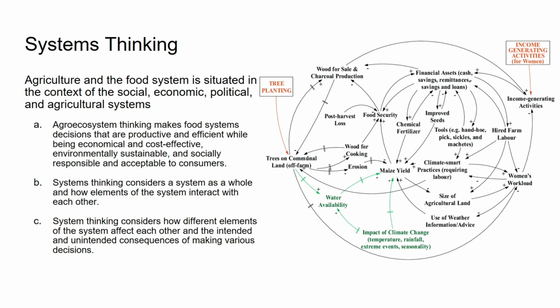Systems thinking considers the system as a whole and how these different elements interact with each other. This diagram on the right-hand side shows a variety of elements within, in this particular one, a tree planting scenario, and how that's all interrelated. You can see that systems thinking considers how different elements of the system affect each other, and there are both intended and unintended consequences as you make decisions and those affect other elements of the system.